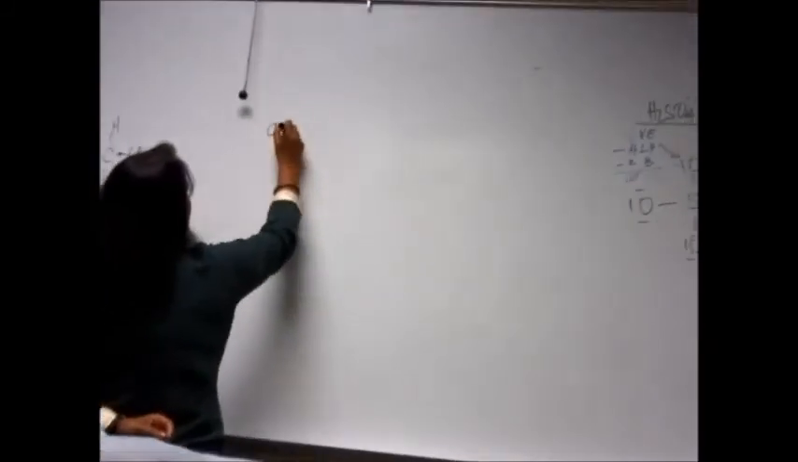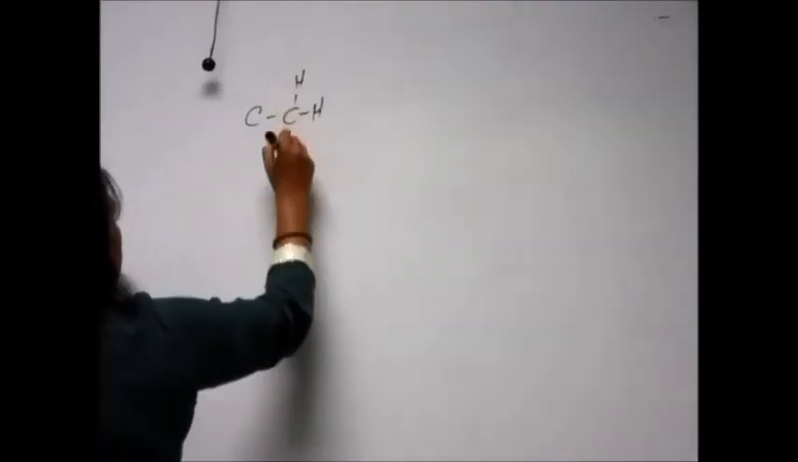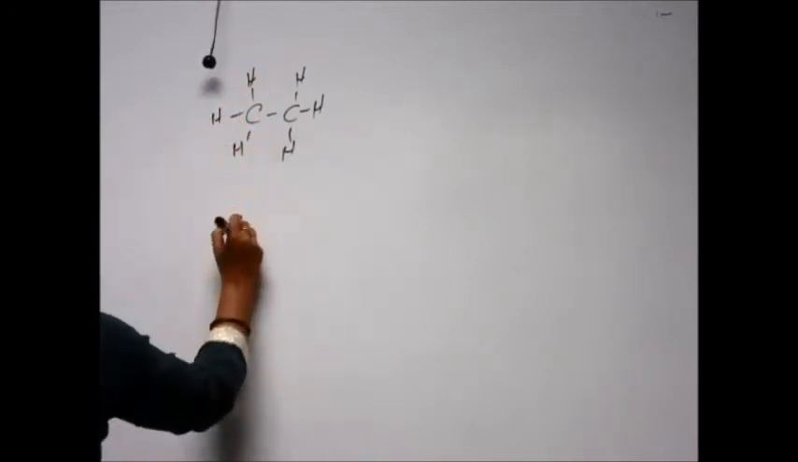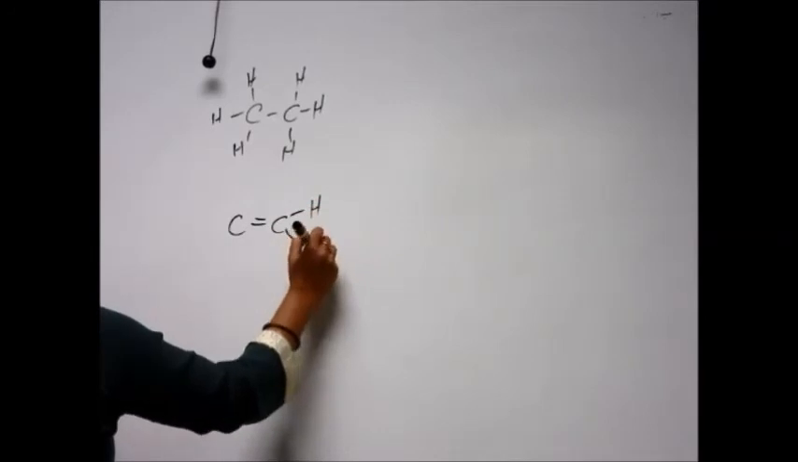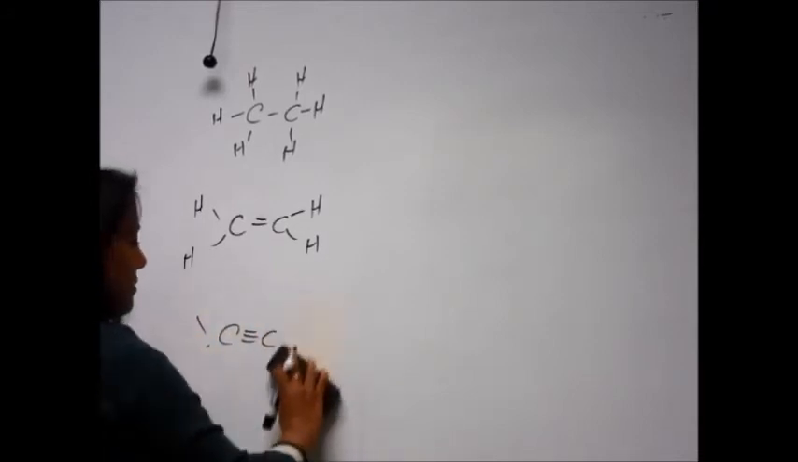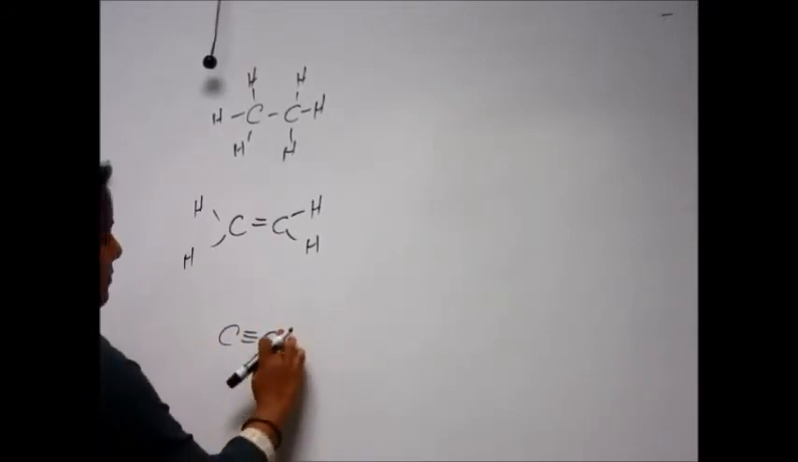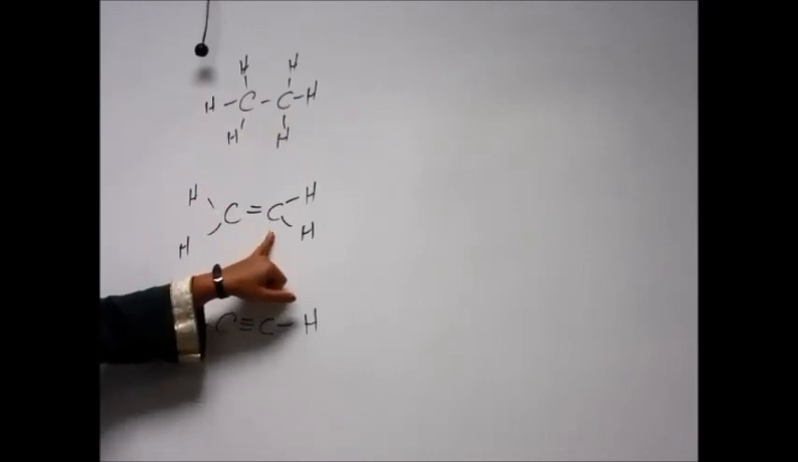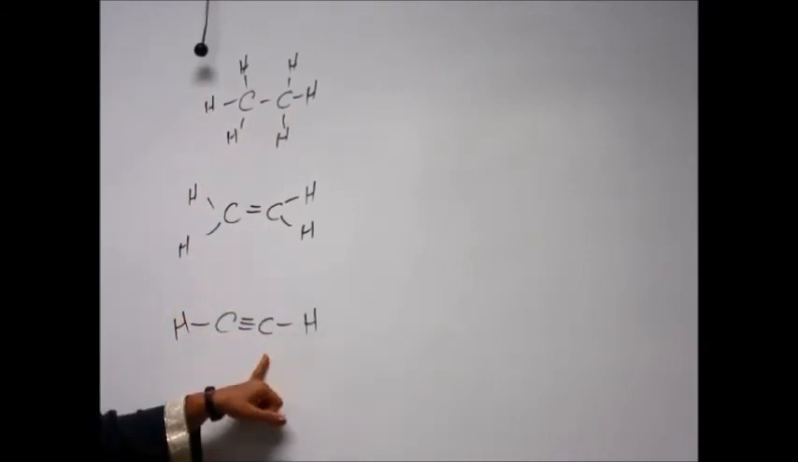So here, let me write a few structures out. I'm going to ask you a couple of questions then. These are multiple bonds. So here we have carbon, three kinds of carbon bonds: carbon-carbon single bond, carbon-carbon double bond, and carbon-carbon triple bond.